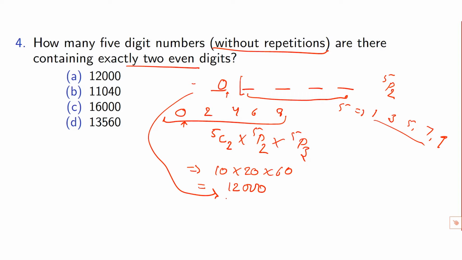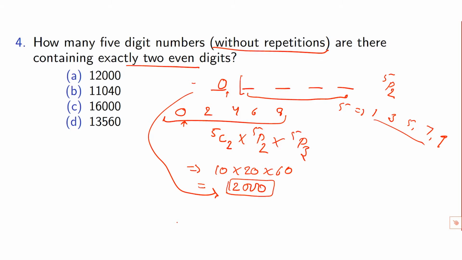So let's count the numbers which start with 0 and contain exactly 2 even digits, because 0 is considered an even number. So first fix the first place. Let's fix the first place as 0. Now the remaining 4 places can be filled by exactly 1 even digit and 3 odd digits.